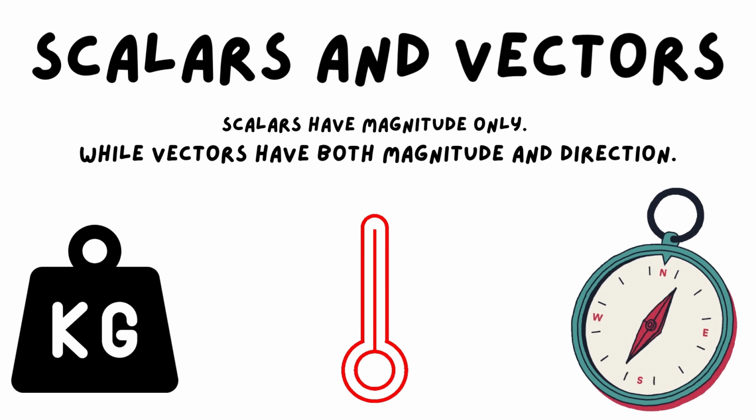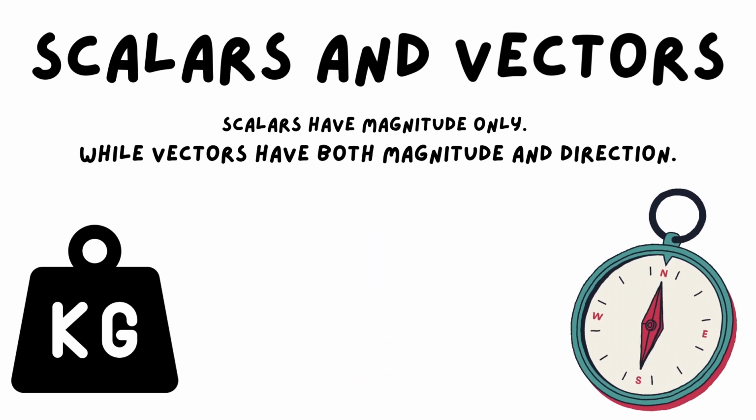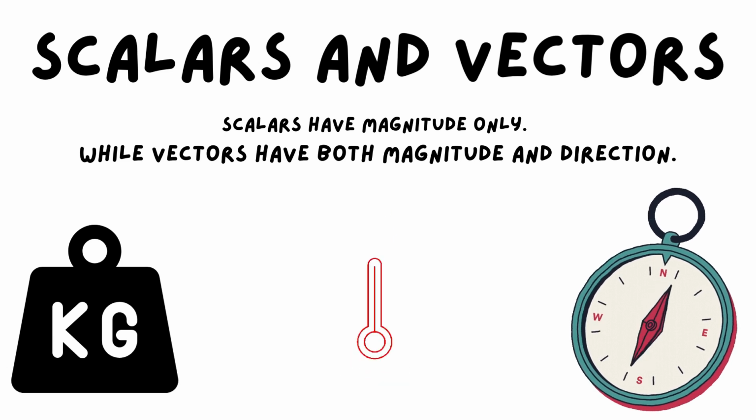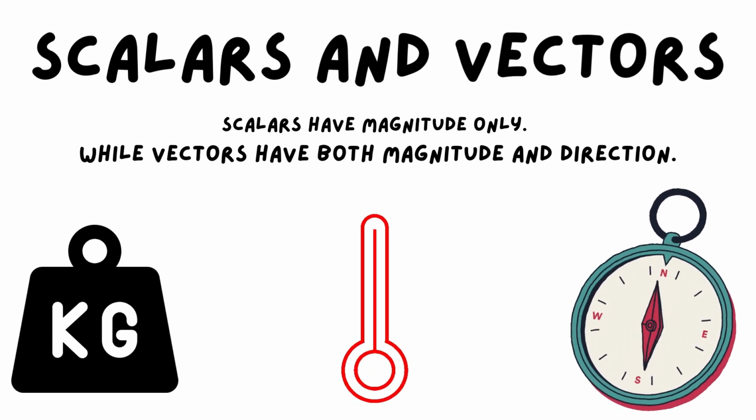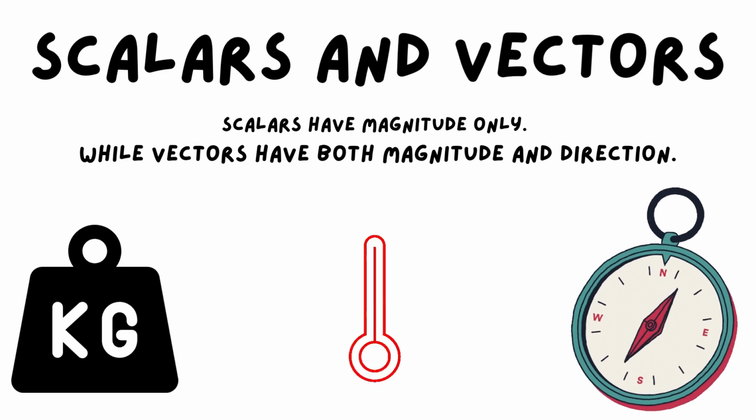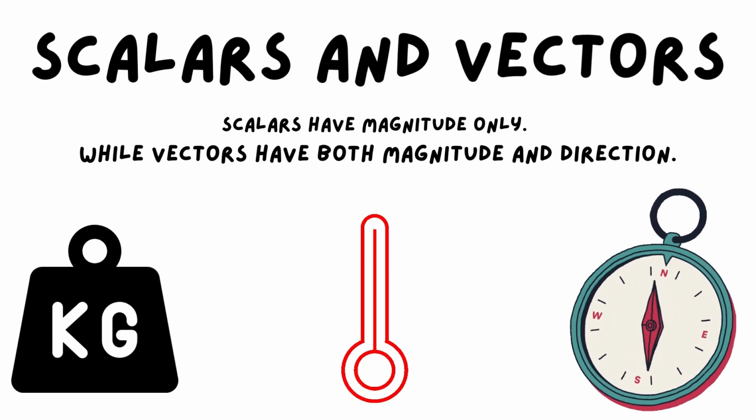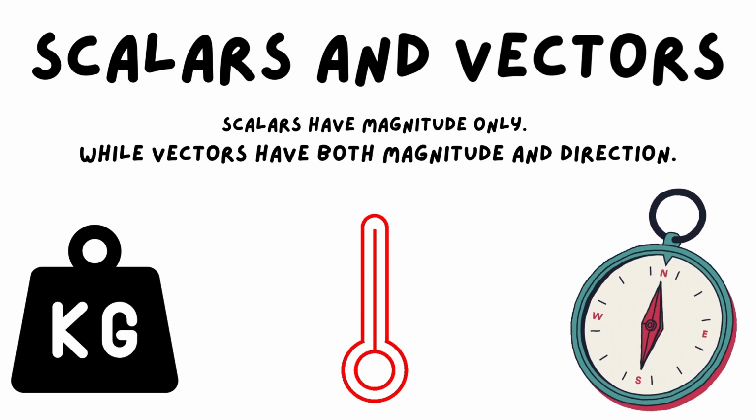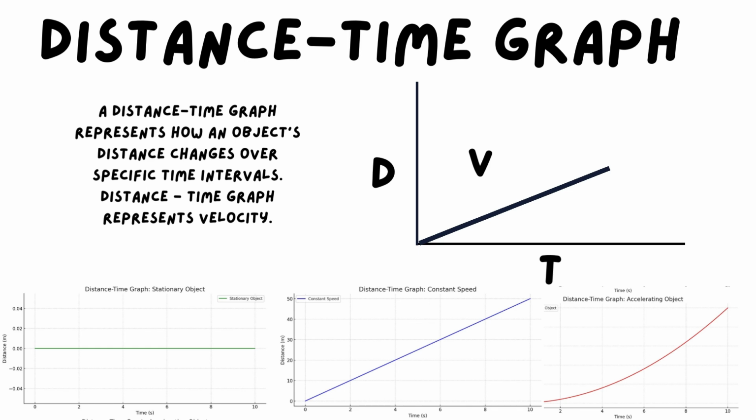Scalars and vectors. Scalars have magnitude only, while vectors have both magnitude and direction. Distance time graph. A distance time graph represents how an object's distance changes over specific time intervals. Distance time graph represents velocity.